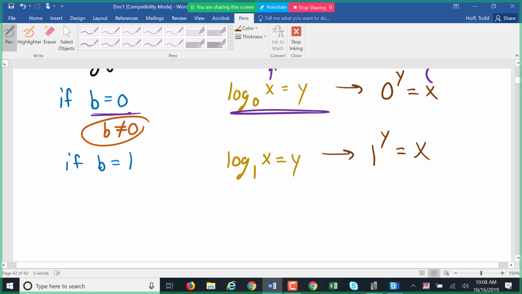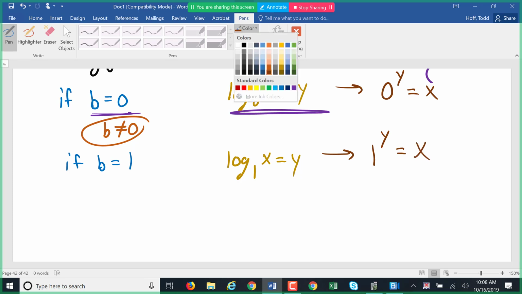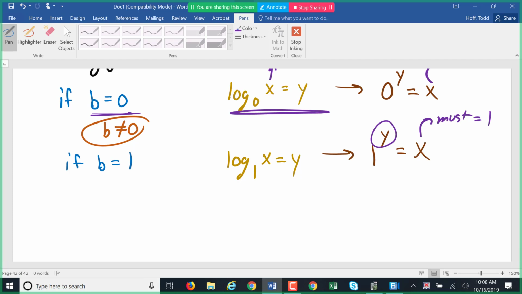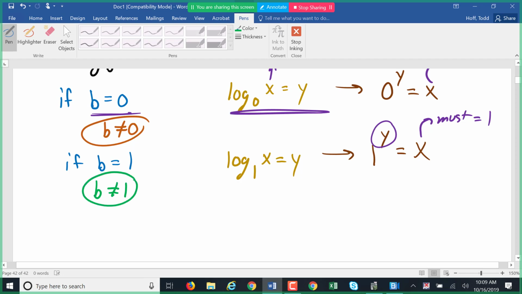Well, here again, there's only one possible value x can take on. Here, x must equal 1, because no matter what that value of y is, 1 to any power is going to be 1. There's no other possible solution for it. So we say that b cannot equal 1.